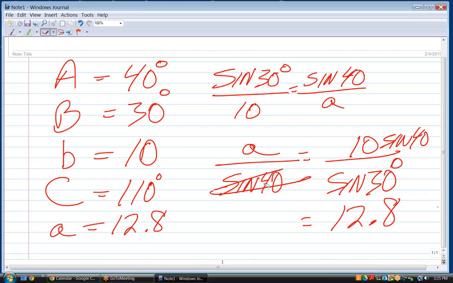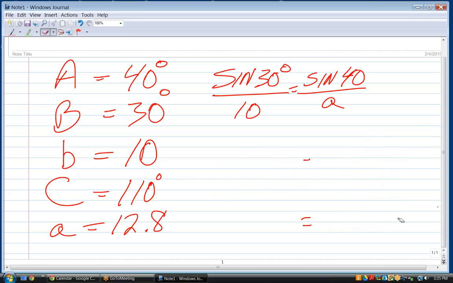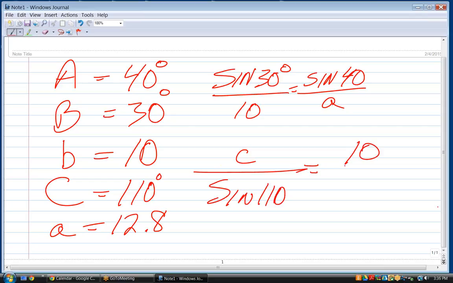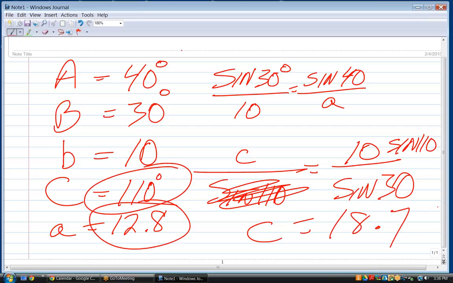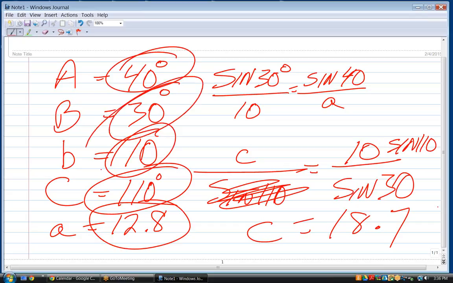And the last one is side C that we're trying to come up with. I'm going to do the same logic. I'm going to make sure C is in the numerator, the little side C. And again, I merely have to multiply both sides by sine of 110. And I have my answer, which is 18.7. So the biggest side is opposite the biggest angle. The next biggest side is opposite the next biggest angle, and the smallest side is opposite the smallest angle. So that passes the ballpark test.